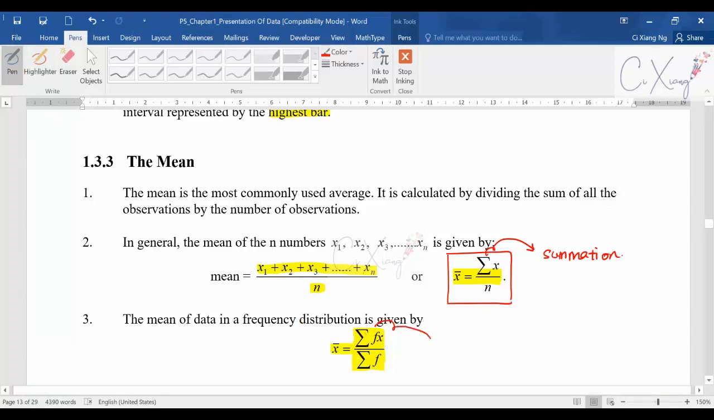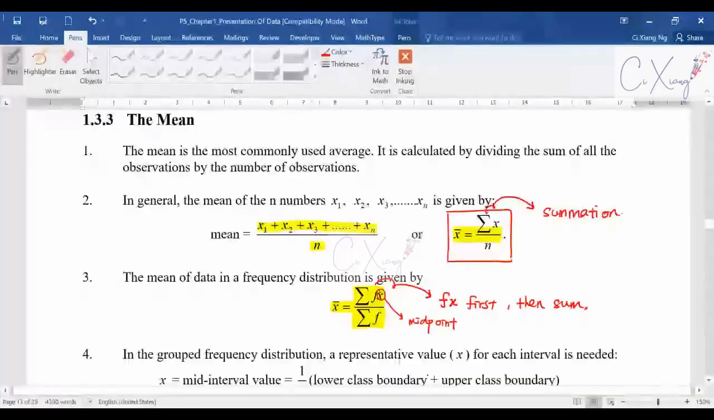Okay, so what does this mean? This one means that you multiply f by x first, then add all of them together. And then for the interval, the x here will usually be the midpoint. If they give you a class interval, the x will be the midpoint when you want to calculate the mean.